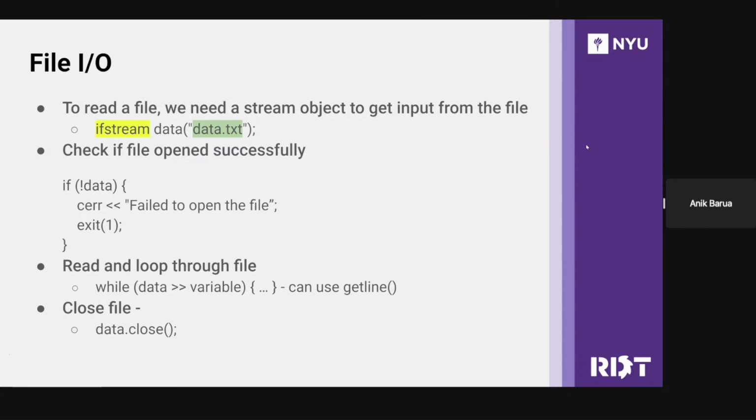After that, we have to check if the file is opened successfully. And for that, we can use an if statement. And if it returns false, then we can just return an error and exit out of the program. After we check if the file opened successfully or not, we can read the file using a while loop. And we can also use a getline inside the while statement to read each of the lines all together. Then after that, we can just close the file using data.close. Next slide.